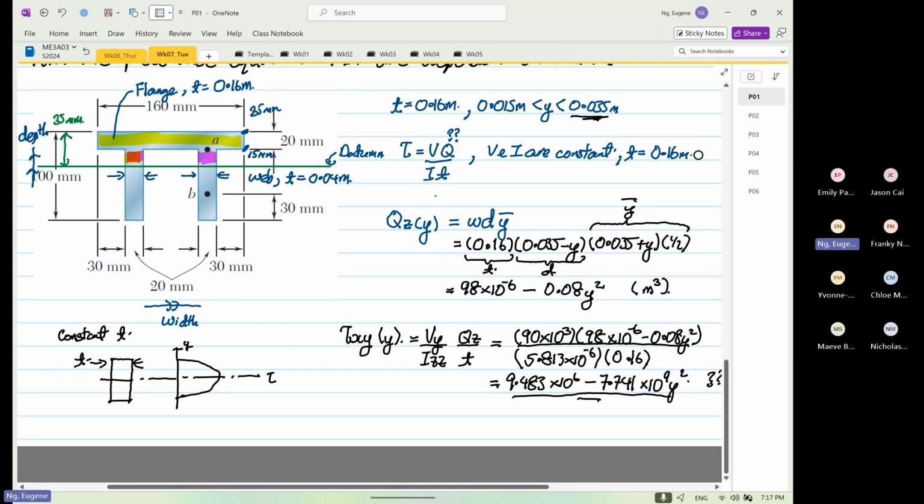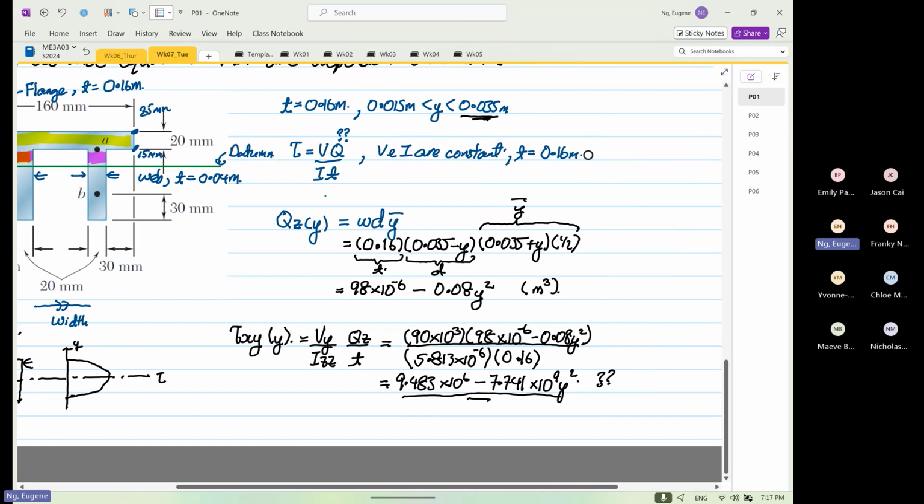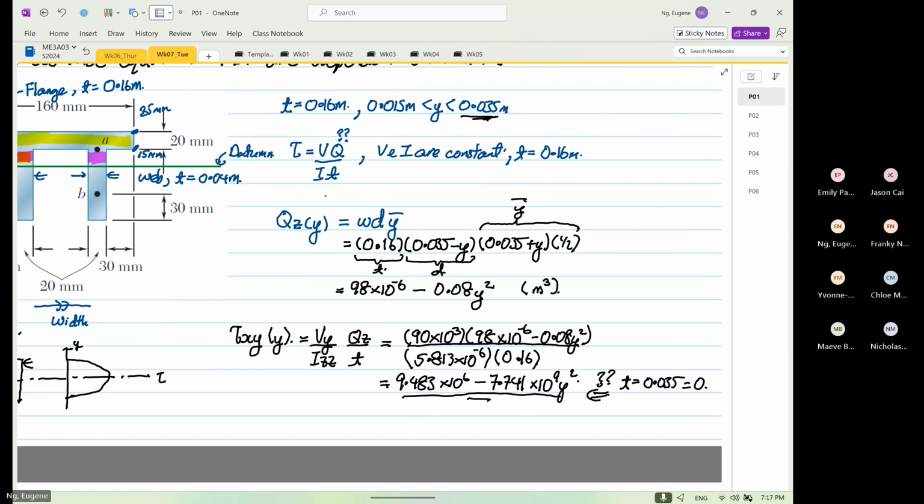So the distance furthest away from the centroid, right? So i.e. when t is equal to 0.035, this equation over here must be equal to what? 0. So if you put in 0.035 squared, you can do this at home, times 7.741 power 9, and then minus 9.483 power 6. Yeah, I got 275 Pascal, which is as good as equal to what? Equal to 0. Okay, so this is how you check.